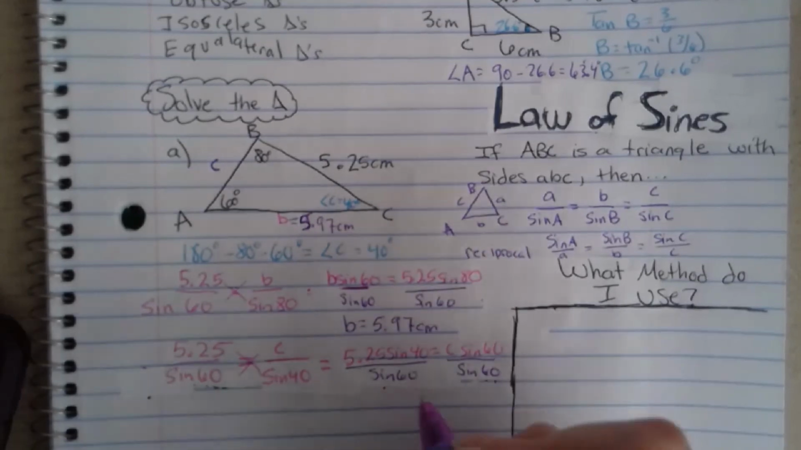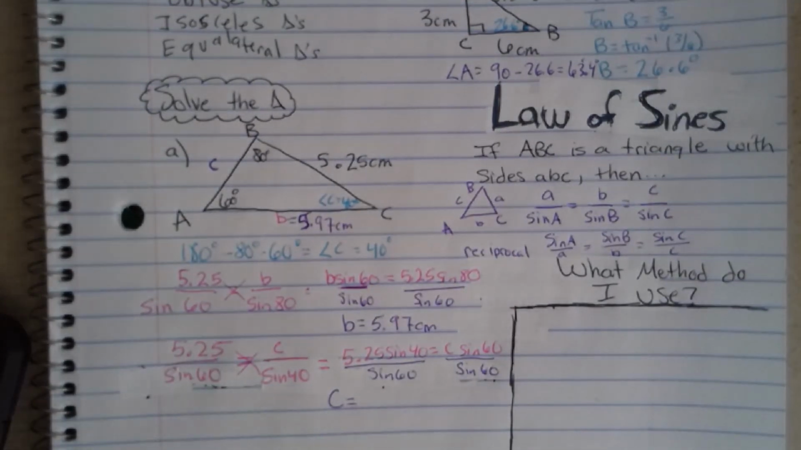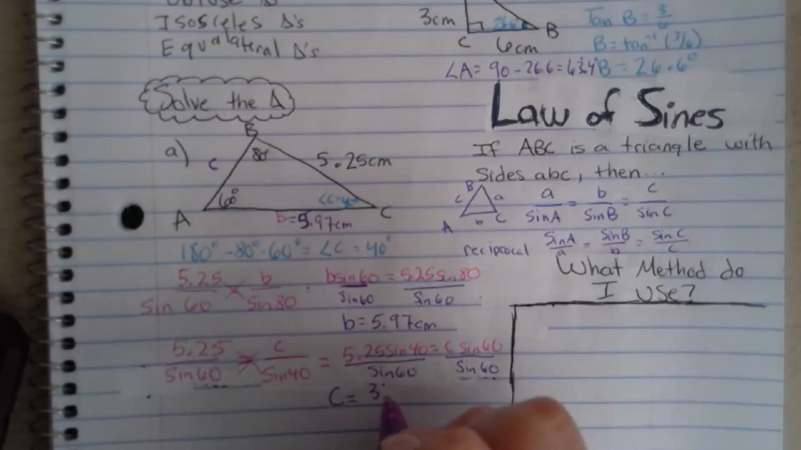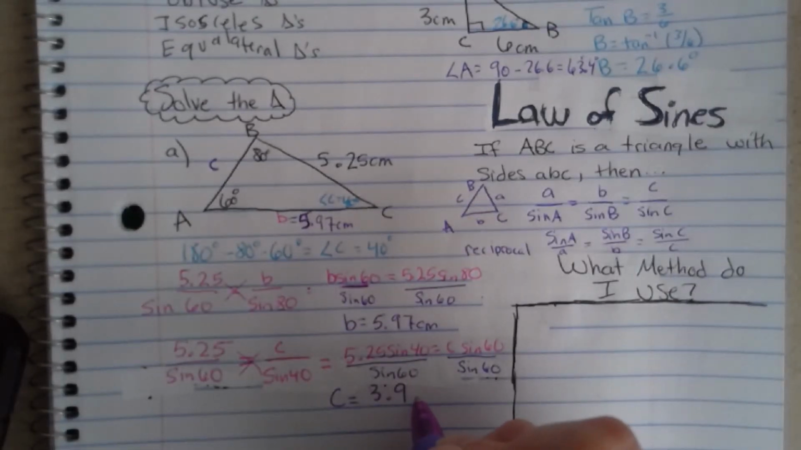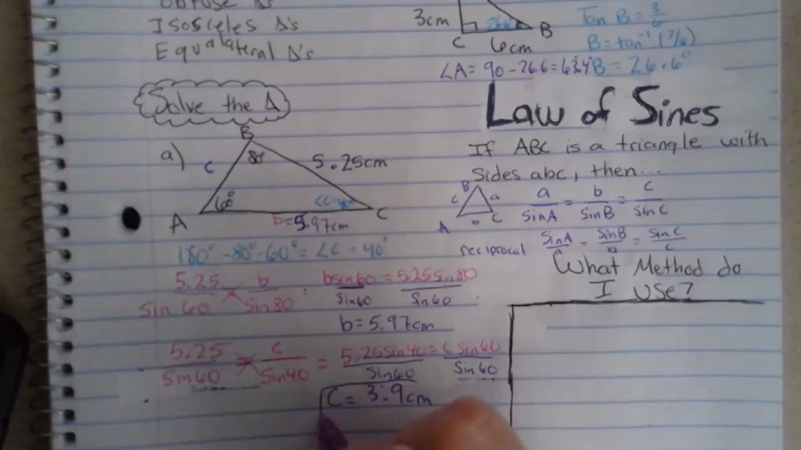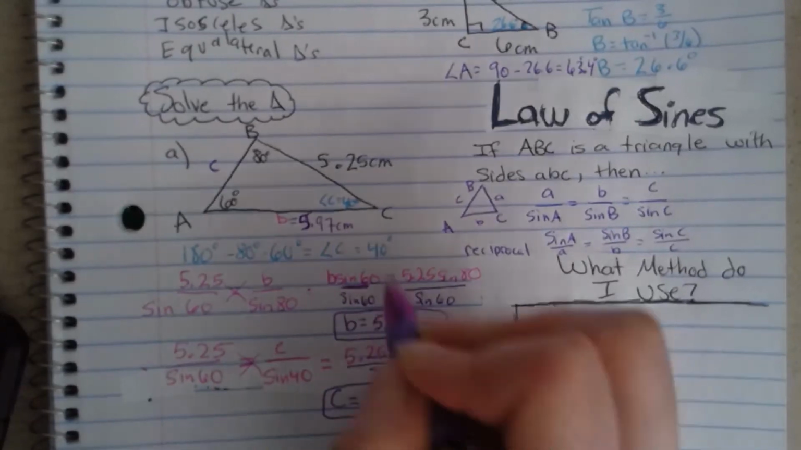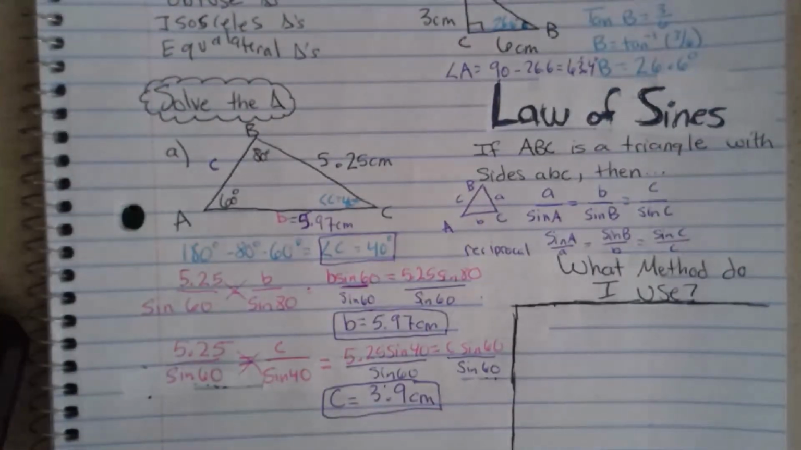In my calculator, c is going to equal 5.25 sine of 40 divided by sine of 60, and that gives me 3.9 centimeters if we round. So there is one answer, there's my second answer, and then I got my angle as 40 degrees. So we have solved the triangle.